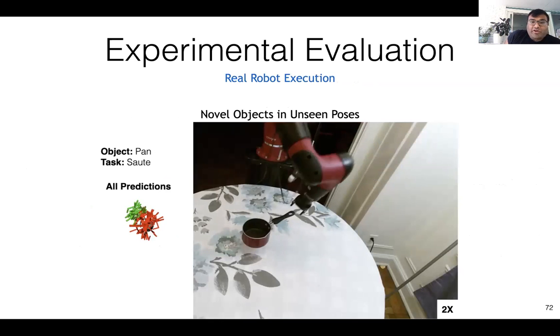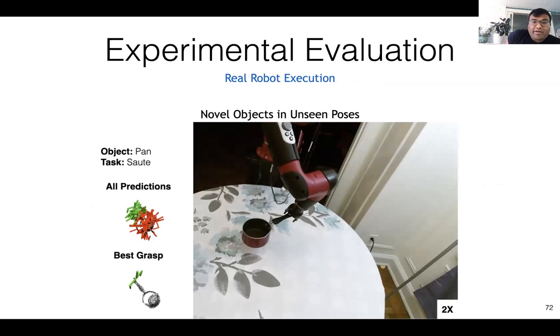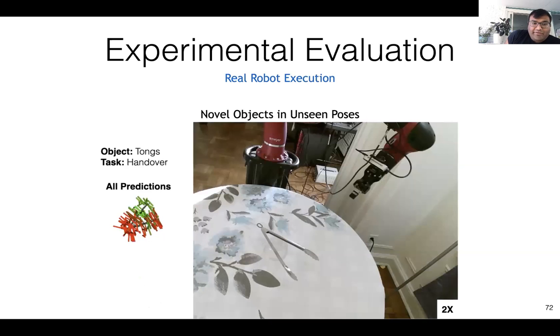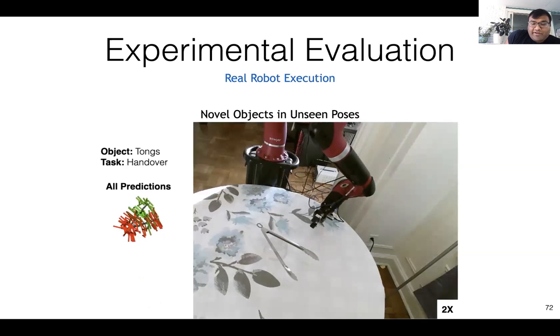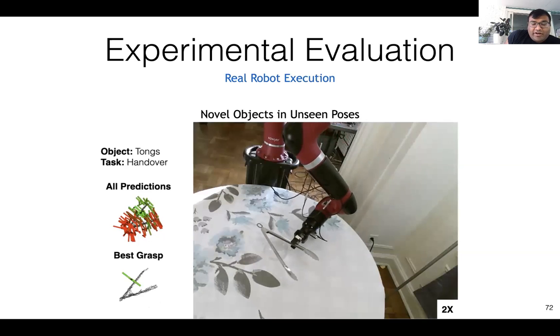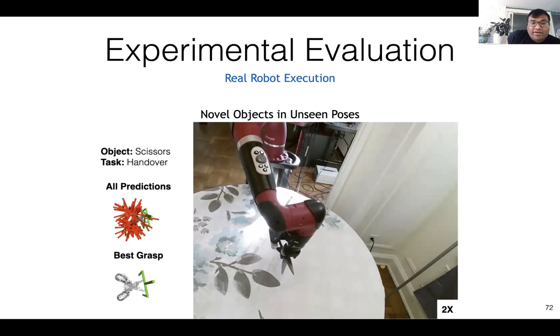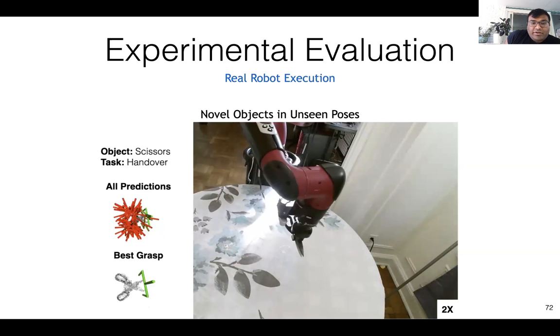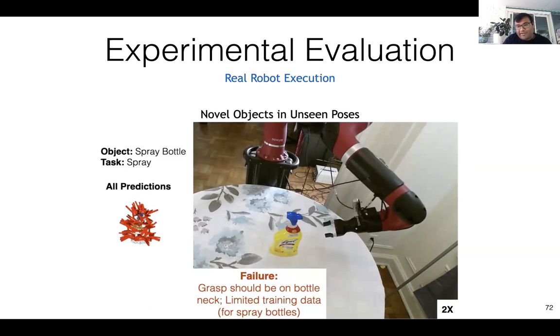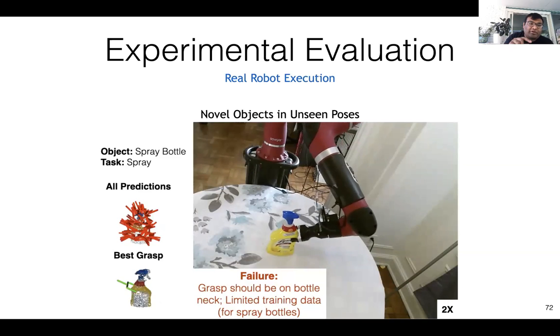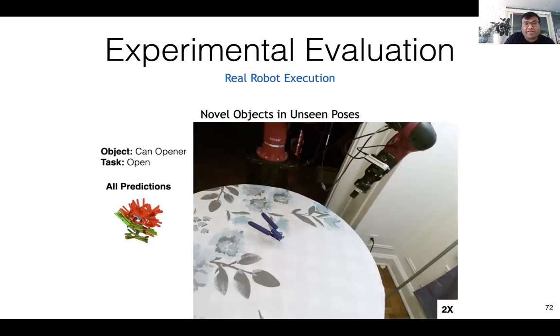And then we also did some tests on a real robot. So for example, for handing over a pen, you hold it from the handle, and we sample the grasp and see if it works. For handing over the tongs, you pick it from the tong. For the scissors, you pick it in the middle part. Because you have to hand it over, you cannot pick it up from the handle and so on.